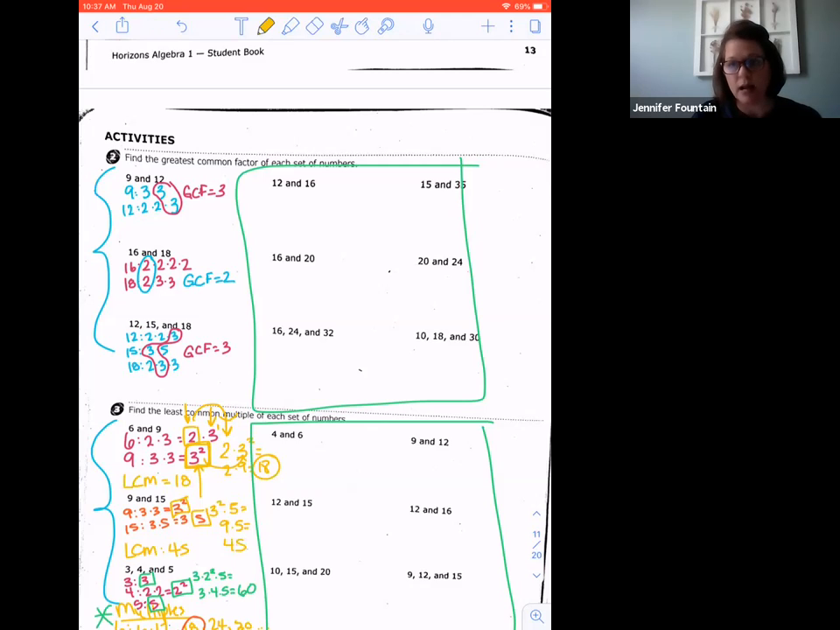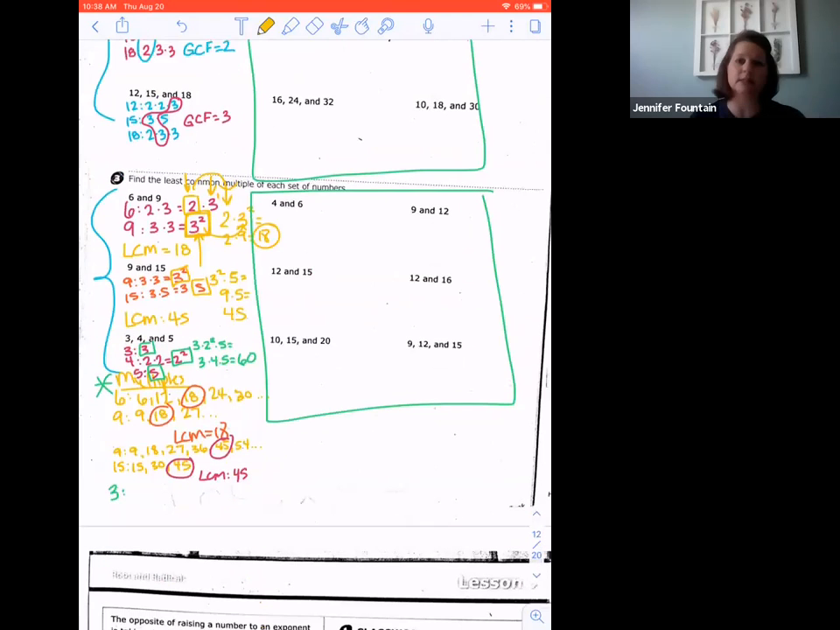All right, right-hand column. Greatest common factor of 15 and 35 is 5. The greatest common factor of 20 and 24 is 4. And the greatest common factor of 10, 18, and 30 is 2. Any questions on those? Everybody feel pretty comfortable with greatest common factor? All righty. Now we're going to go ahead and move on to activities 3, dealing with least common multiple.